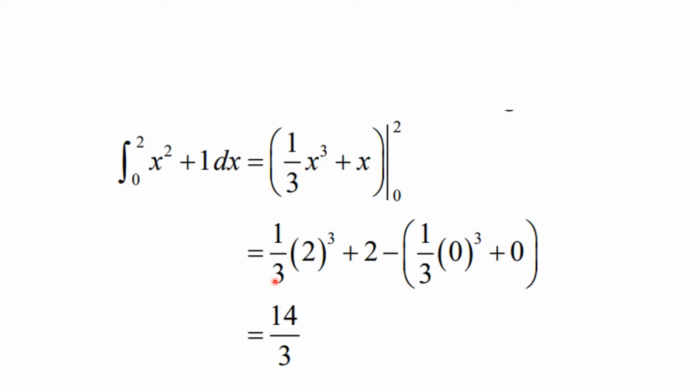Let's use this theorem to calculate an old friend, a problem we've done many times. So we're integrating from 0 to 2, x squared plus 1 dx. Here we're going to add 1 to the exponent and divide by the new exponent. That gives us this. We did it term by term. We're doing it at 0 and 2. I put 2 in. This minus sign is from the fundamental theorem of calculus. Then I substitute 0 in here and I get that. And the answer is 14 over 3.